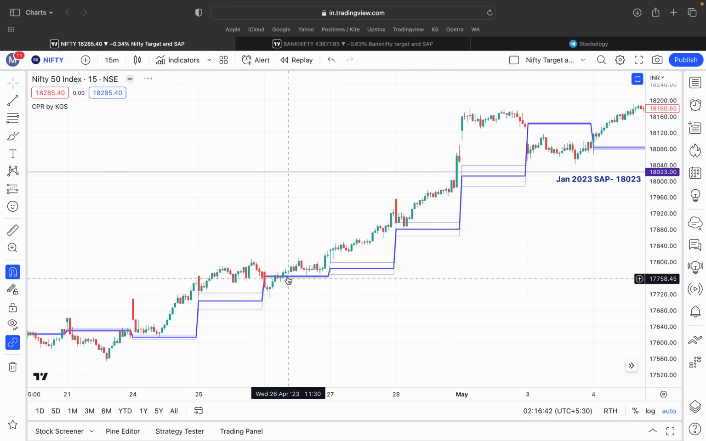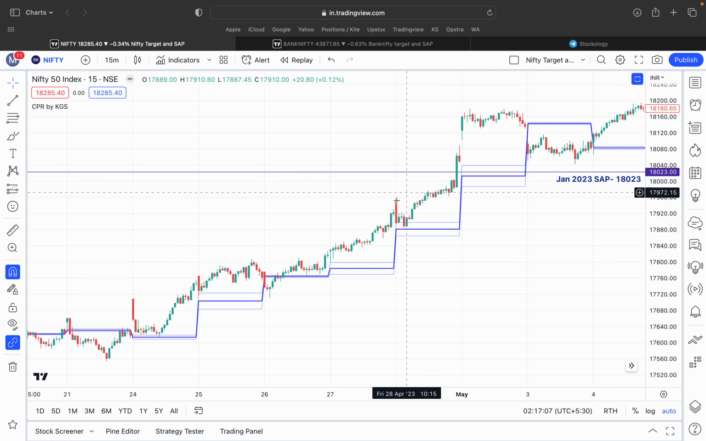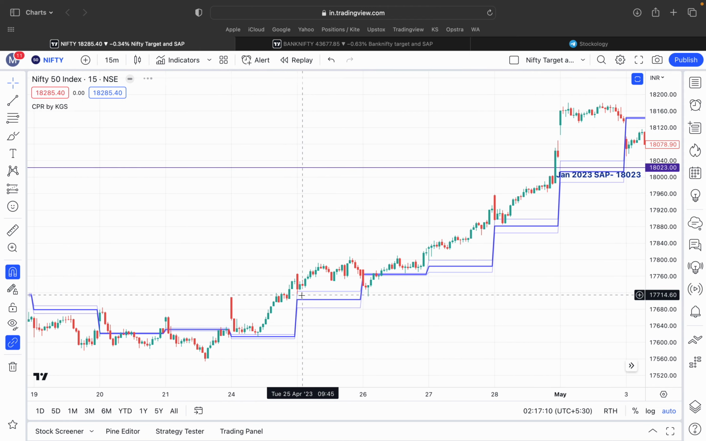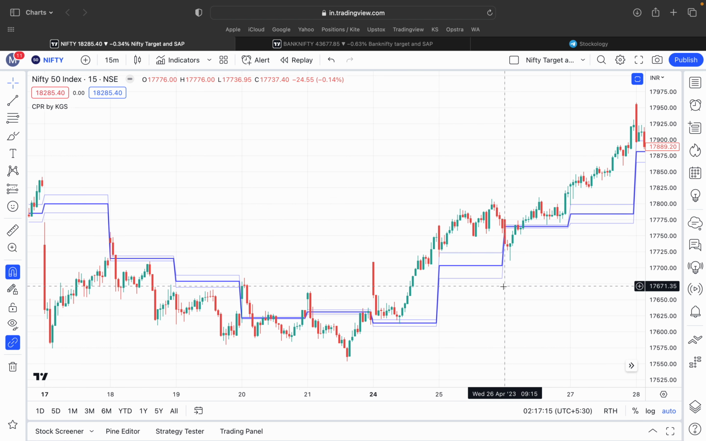So the significance of a narrow CPR is it generally indicates contraction, or there is a huge sideways action, and it indicates that soon there will be a trending move or momentum or a breakout in the market. So whenever you see a narrow CPR, you have to be ready with your trade on either side. If it is trending above, then you can expect a big upside momentum. If it is below it, then you can expect a big downside momentum. As I said, this is not a 100% rule, but this is a general observation.